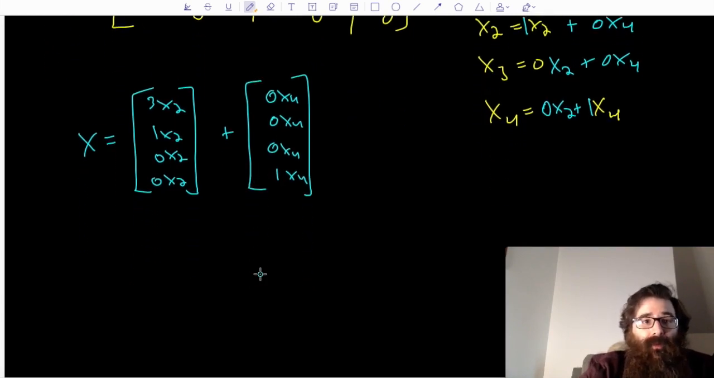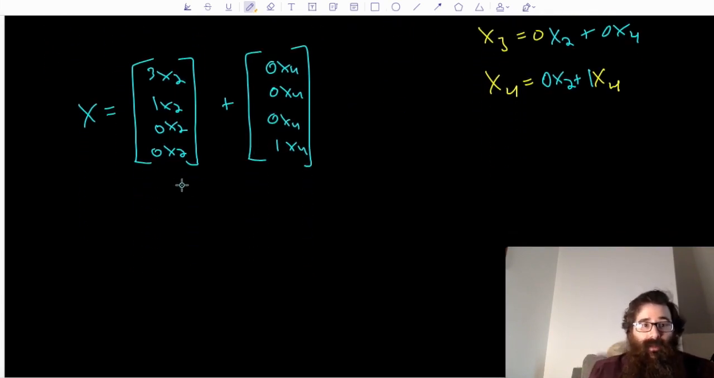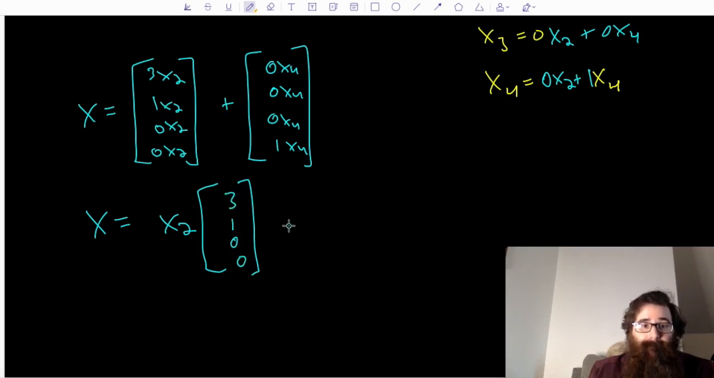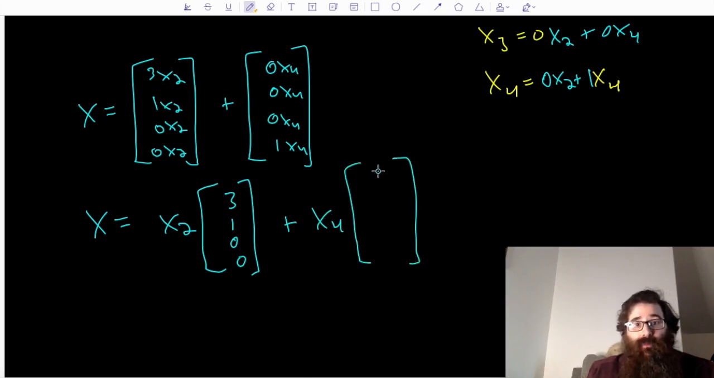And I want to bring out the free variable as a scalar weight. I'll say, well, x is equal to, here if I bring out x sub 2, I'm left with just a numerical vector, 3, 1, 0, 0. Plus, here if I bring out x sub 4, I'm left just with a numerical vector, 0, 0, 0, 1. And it's these two numerical vectors, right? We're describing the span of these vectors, right?